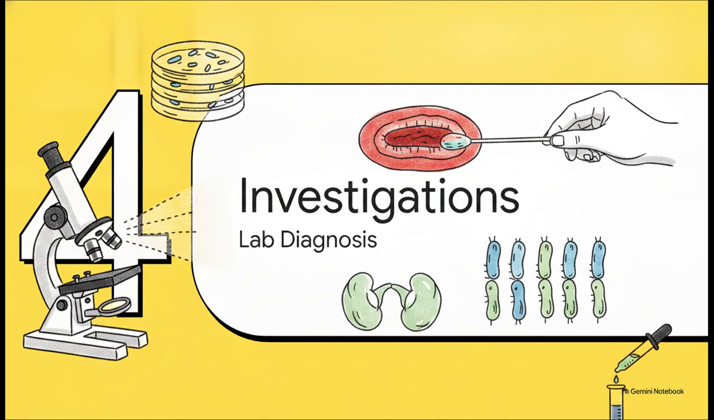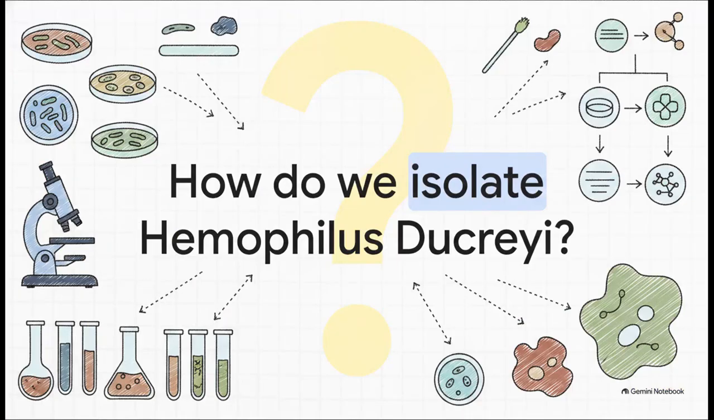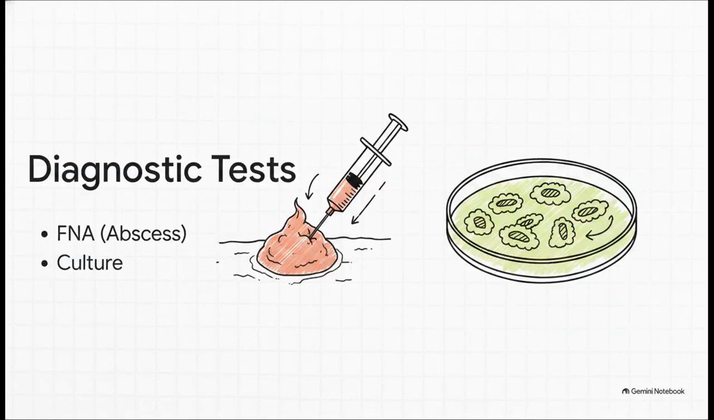Next up, Section 4, Investigations. Okay, let's say you've identified a painful, bleeding ulcer and a swollen bubo in a returning traveler. The clinical picture is screaming chancroid, but how do we actually definitively isolate Haemophilus ducreyi in the lab to prove it? The standard diagnostic investigations here are super testable.